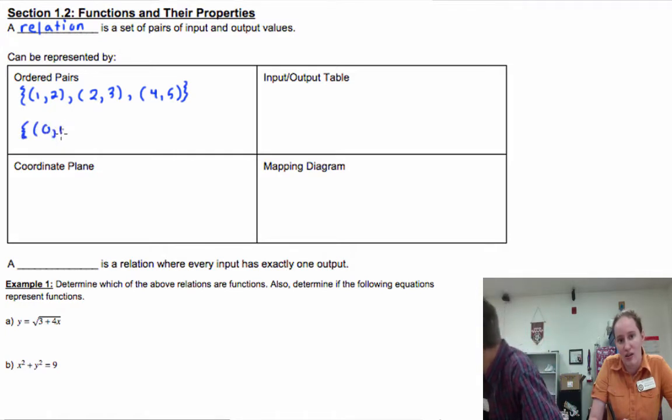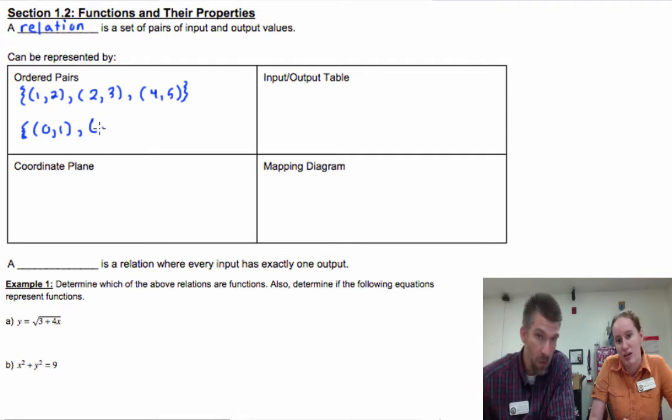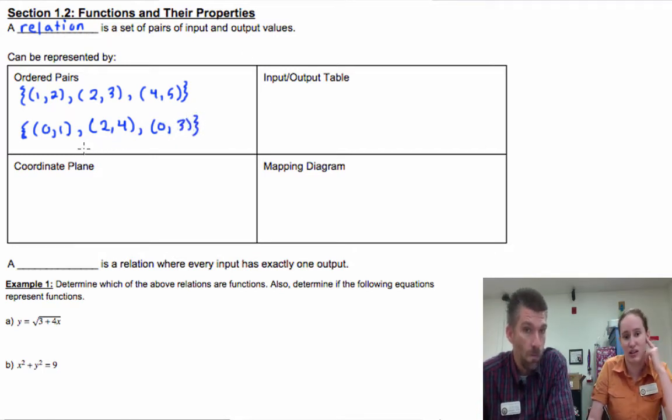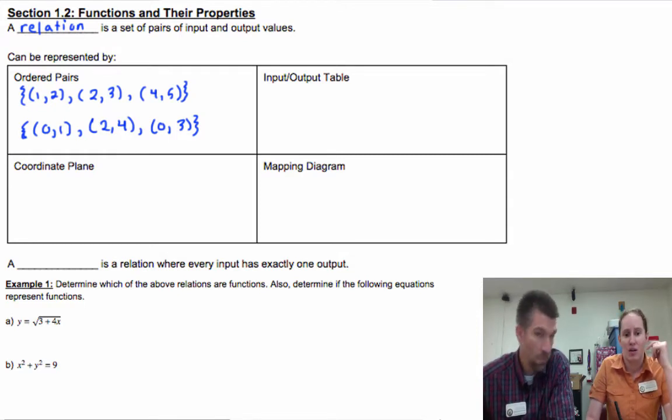We could have maybe this. Okay, so some ordered pairs. Write down those examples of ordered pairs. No rules, just right.